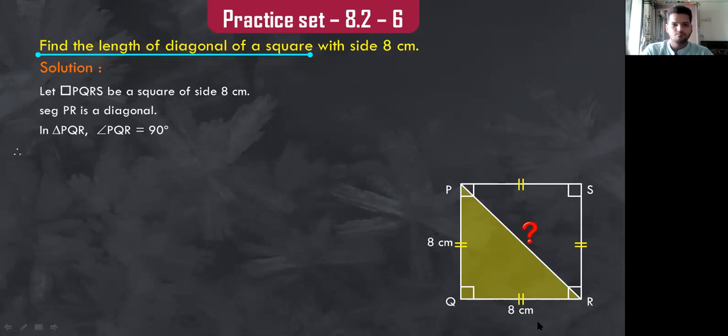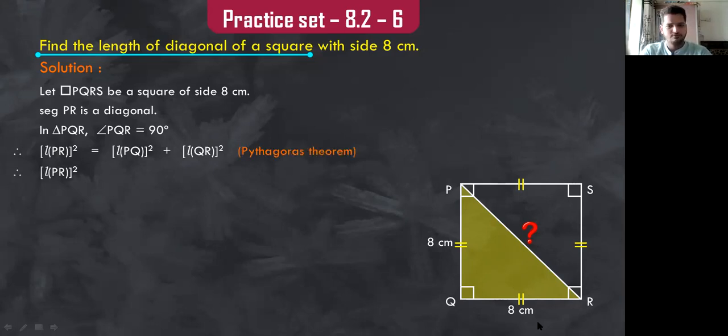Correct. So length of PR the whole square will be equals to length of PQ the whole square plus length of QR the whole square. By Pythagoras theorem, let us substitute the values. We want to find PR, keep it as it is. PQ the whole square, that is 8 square, plus 8 square, as they are sides of the square, they are congruent. 8 square is 64 and 8 square again is 64. Now 64 plus 64 is 128.